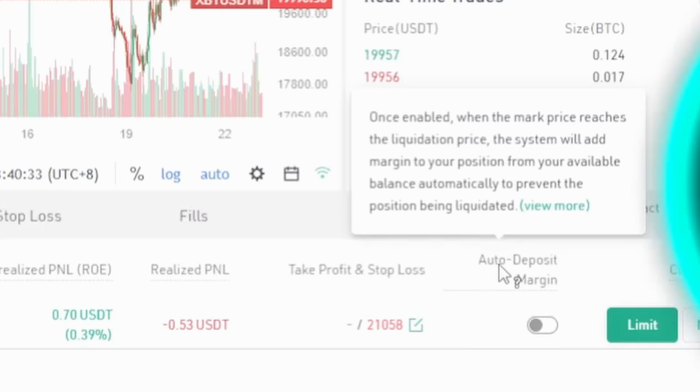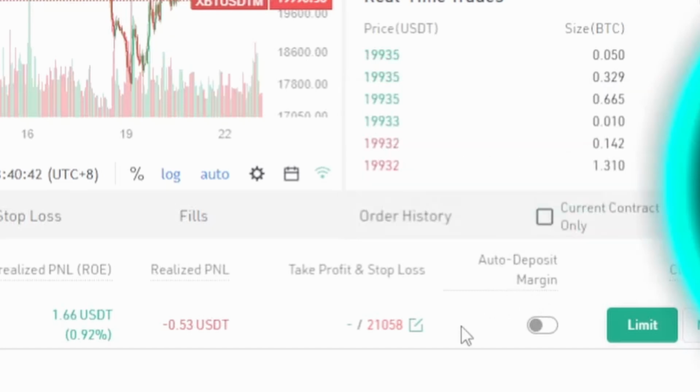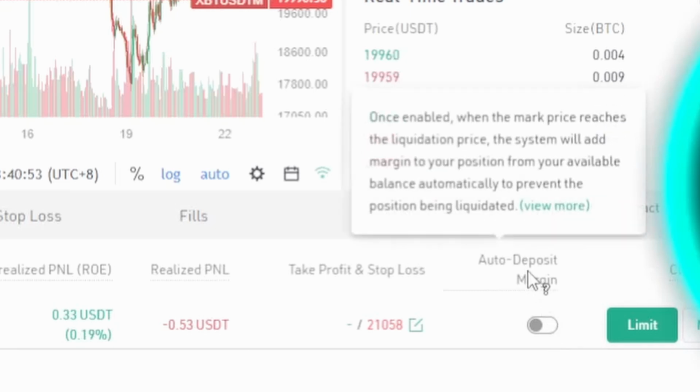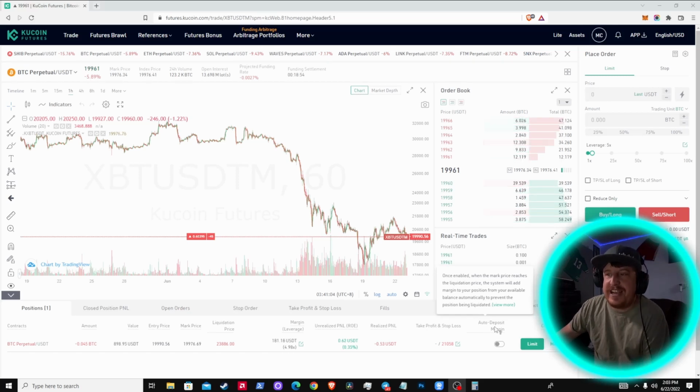Now this is not something I personally use, but if you were DCing into a low leverage, midterm hold position and you were planning on keeping it open for maybe months and months, and you had the confidence that you were using low enough leverage, but at the same time, you do realize there's the risk that it could hit your liquidation price. If you turn this on, and I'll even just read to you what it says: once enabled, when the mark price reaches the liquidation price, the system will add margin to your position from your available balance automatically to prevent it from being liquidated. Now, I have no clue how much it adds or how it figures that because I've never used this, so you may want to do your own research on this.